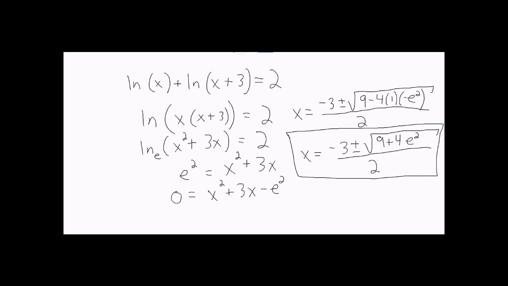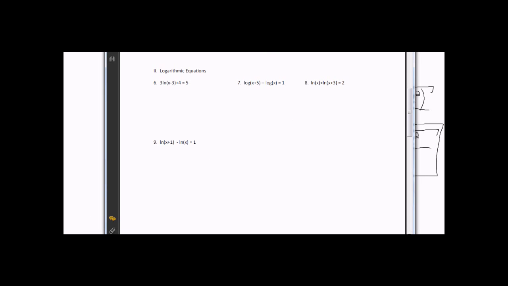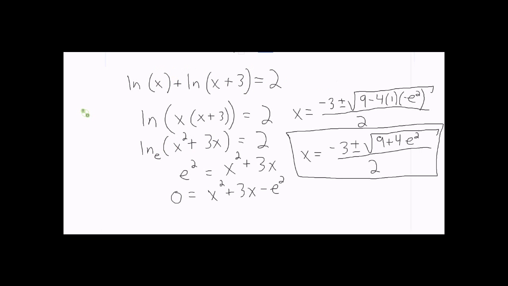Okay, moving on. That was number 8. We're going to try number 9 here. ln of x plus 1 minus ln of x equals 1. So let's clear this out.